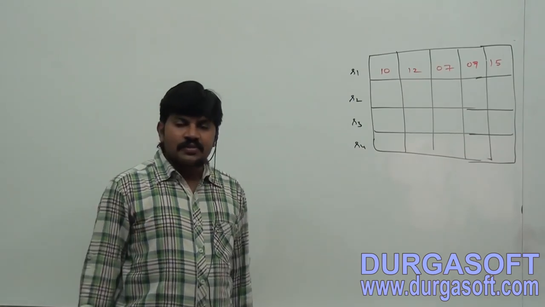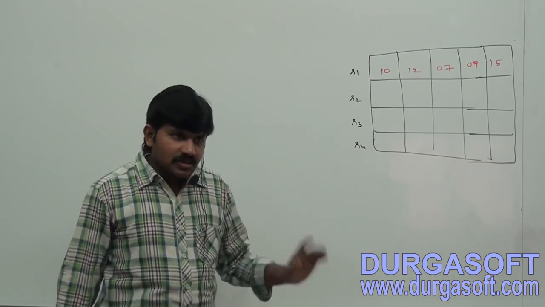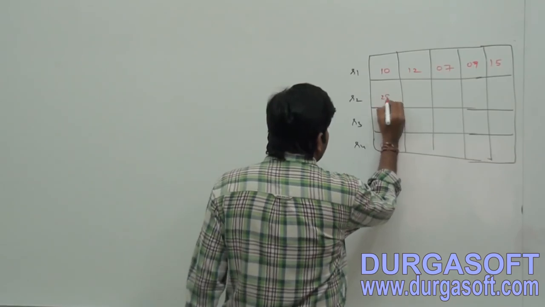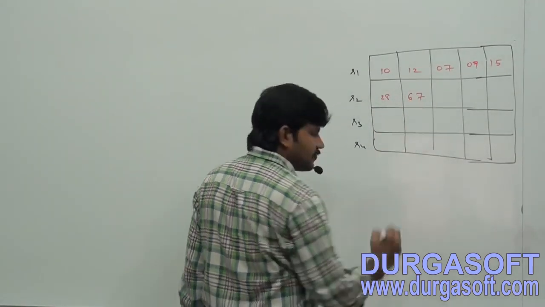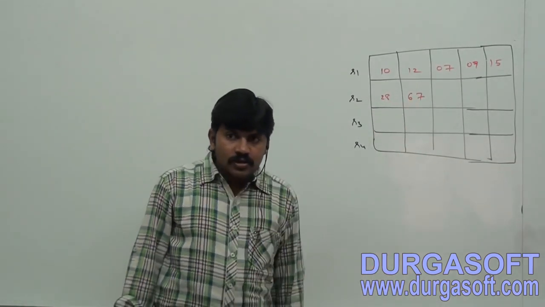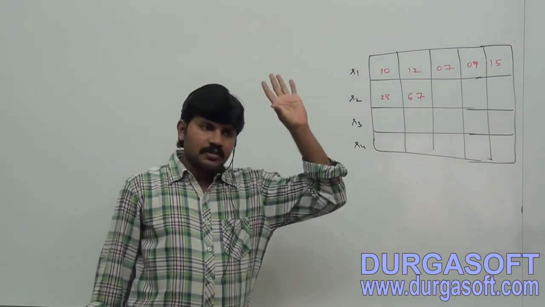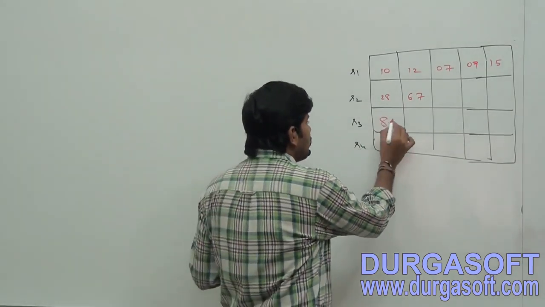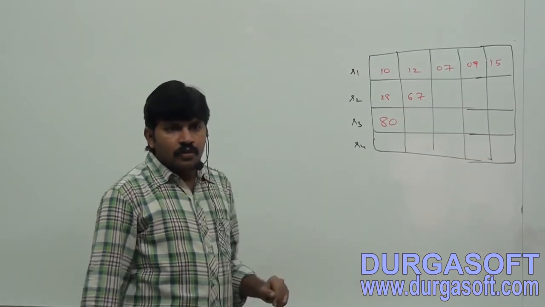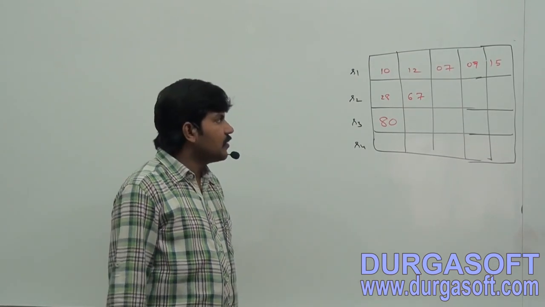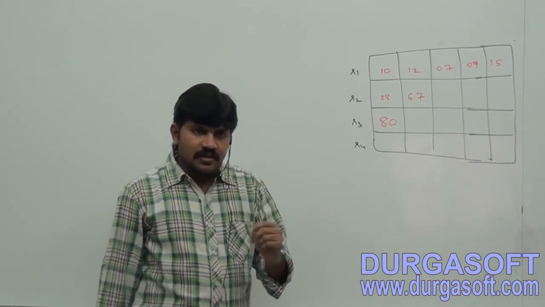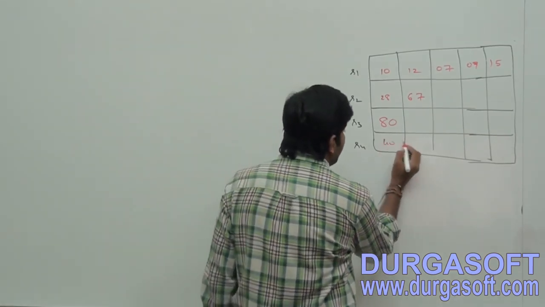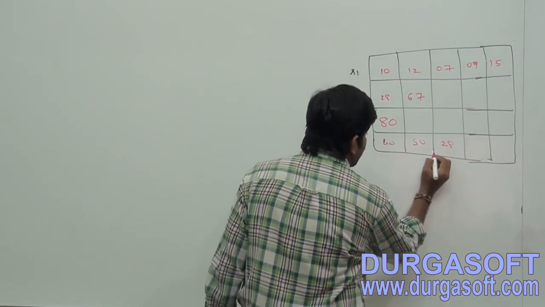Second student having only 2 subjects. Now he got 28 and 67. Okay, good. Third student having only 1 subject. So luckily he got 80 marks in that supplementary. Fourth student having only 3 subjects. So he got 40, 50 and 28.